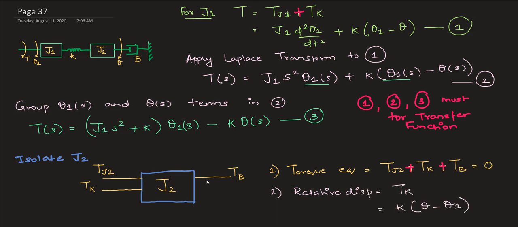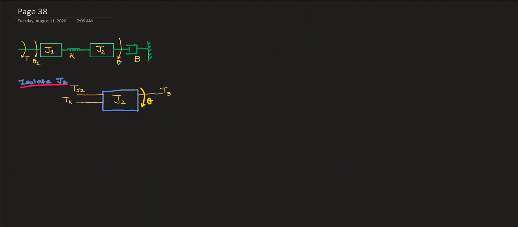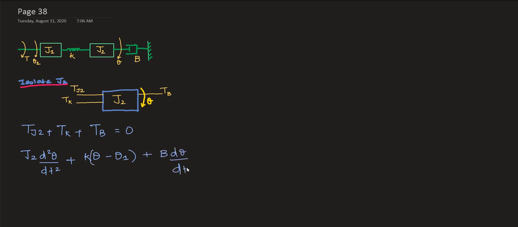So now equation 3 is given in terms of theta 1 of s and theta of s grouping. Now I am taking the moment of inertia block J2. I am doing the same here. Again, my K is the common term, but my relative angular displacement is going to be theta minus theta 1 because theta is the angular displacement of the inertia in question. So writing the differential expression and the Laplace representation, I am going to get something like this. Sum of all the torques is equal to 0, and that is going to give me something like this.